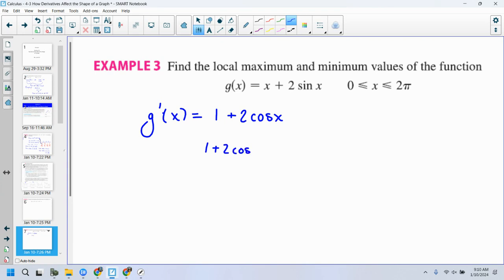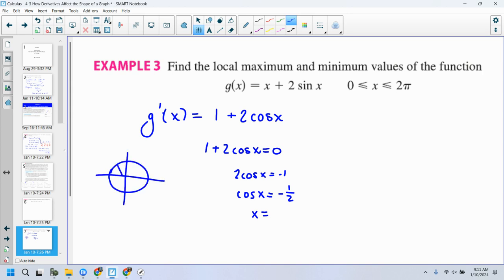1 plus 2 cosine x is equal to 0. So 2 cosine x is negative 1. So cosine of x is equal to negative 1/2. Okay, what locations give me a negative 1/2 as my x value? It's cosine. It's the pi over what family that have the x value of 1/2? Pi over 3 family, right? So if it's a negative, it's up here, right? So that would mean 2 pi over 3.